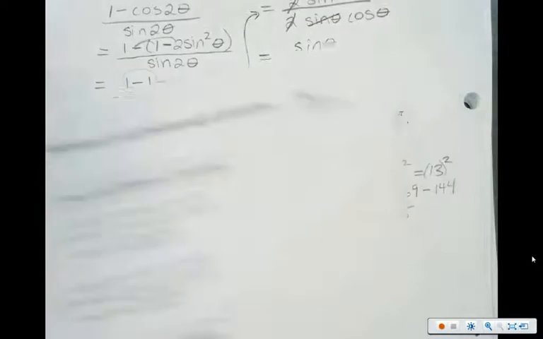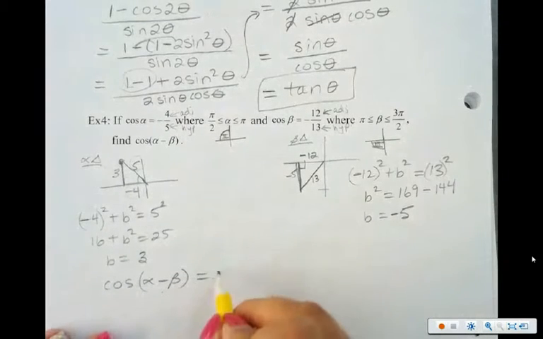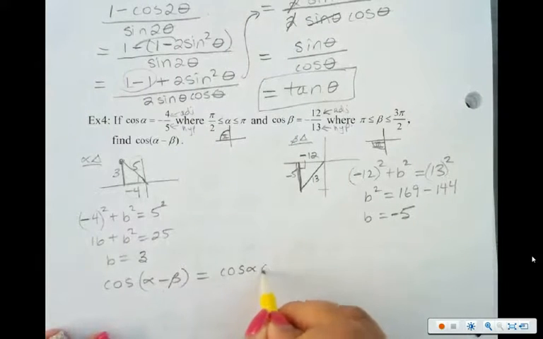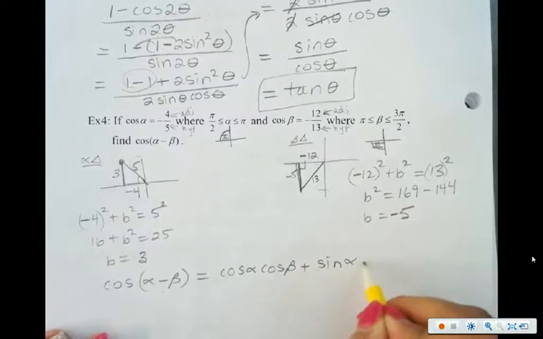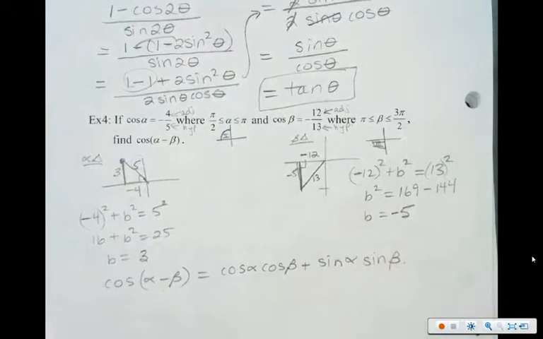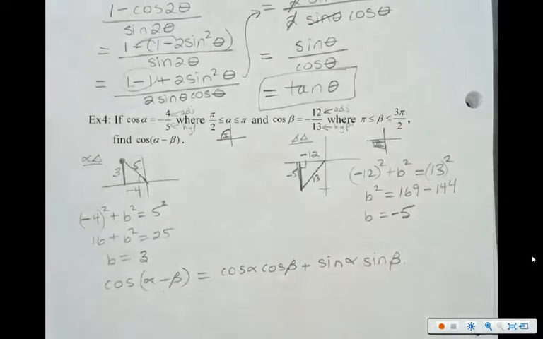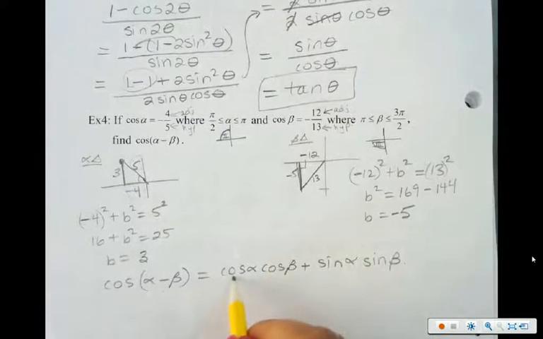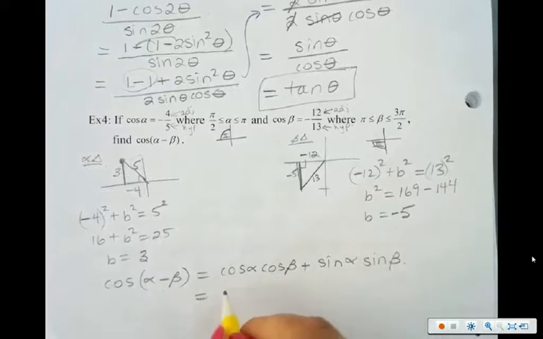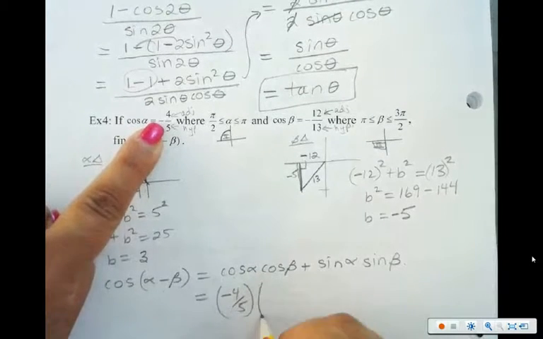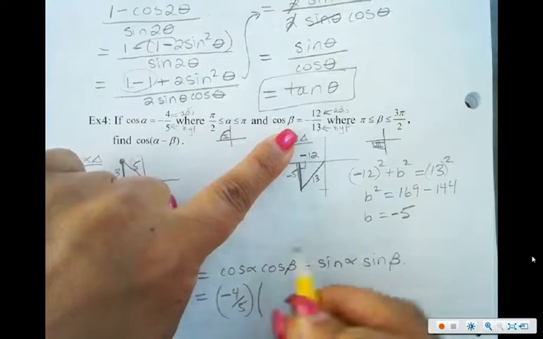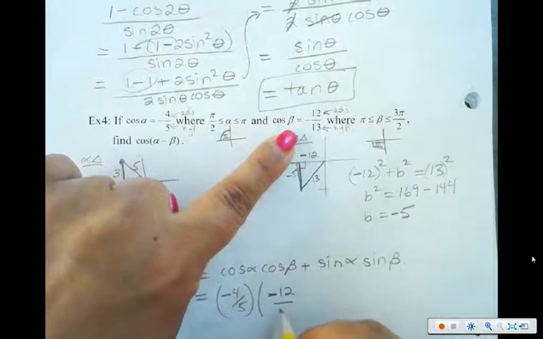Second one from the top. Okay, so it is cos alpha cos beta plus sine alpha sine beta. Now I somehow have to use all this information to figure this out. Well, what do I have so far? I have cos alpha and I have cos beta, right? What is cos alpha? I can just look up here, and it's minus 4 over 5. And what's cos beta? That's right there. So that is negative 12 over 13.